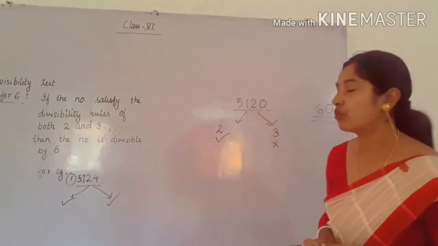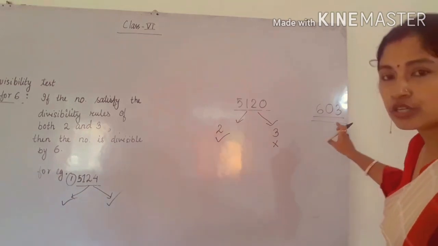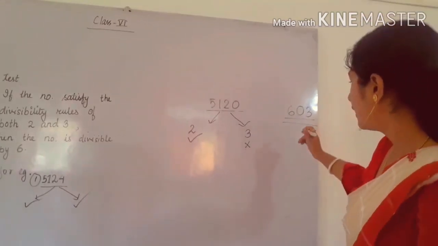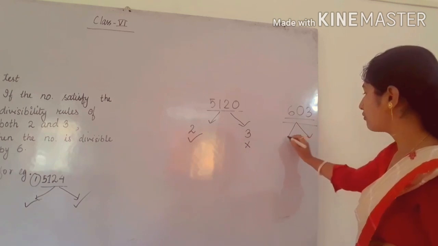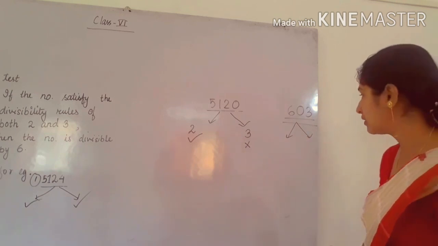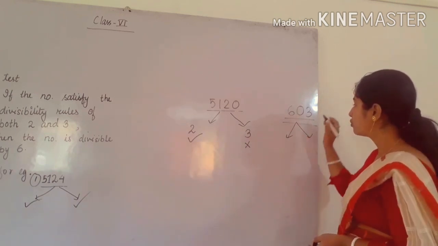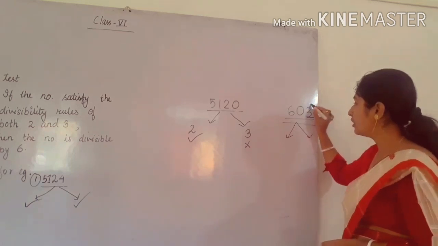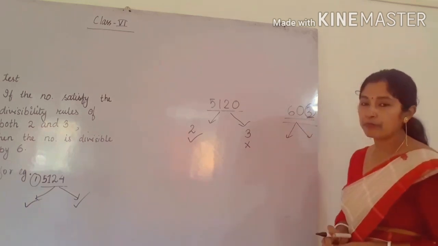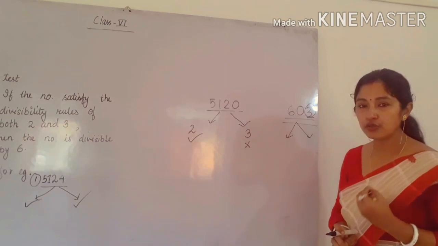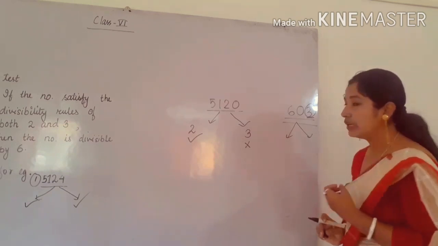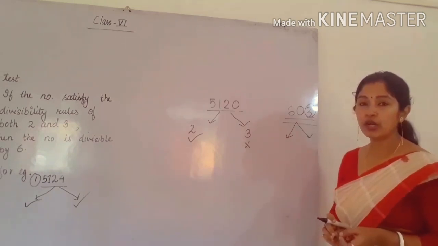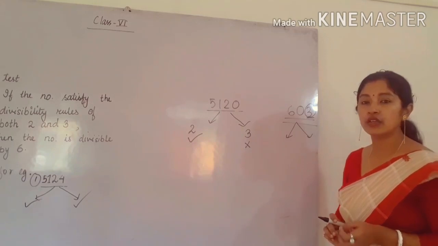Okay, so come to the next question which I have taken, 603. Here again you have to check divisibility by 2 and divisibility by 3. For 2, you have to check the unit place. See here, the unit place is 3. But for divisibility by 2, the unit place must be 0, 2, 4, 6, or 8.